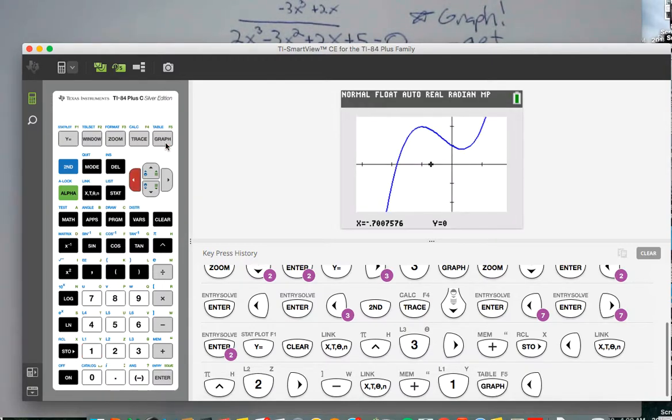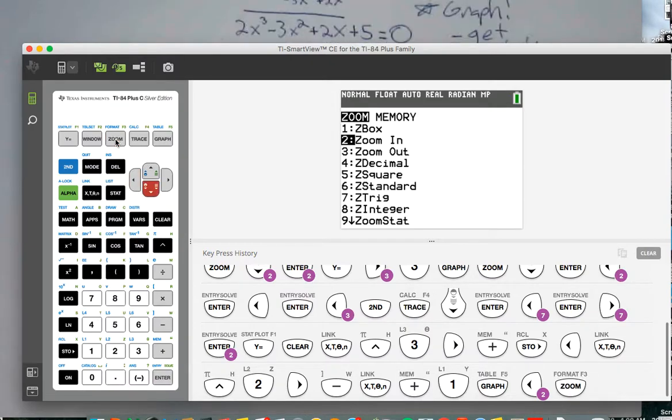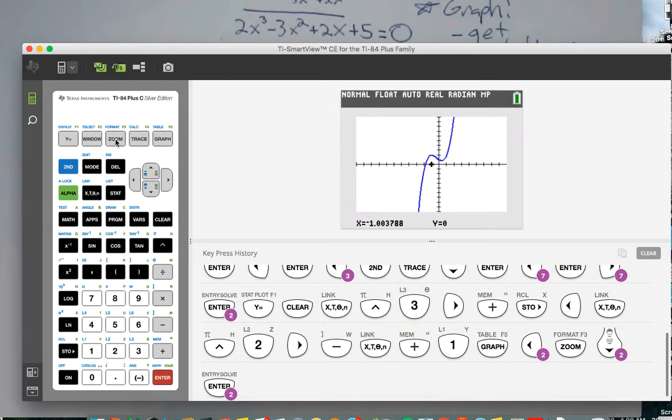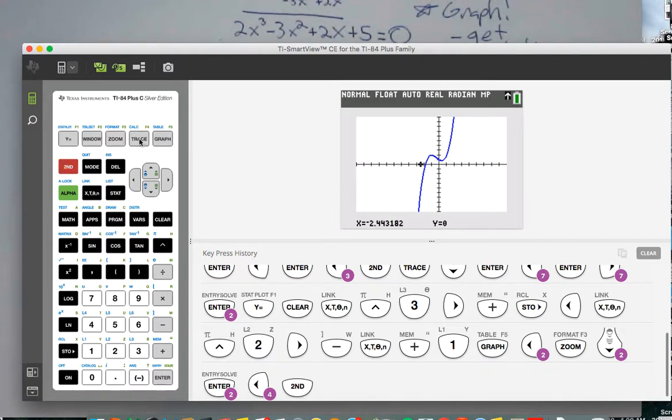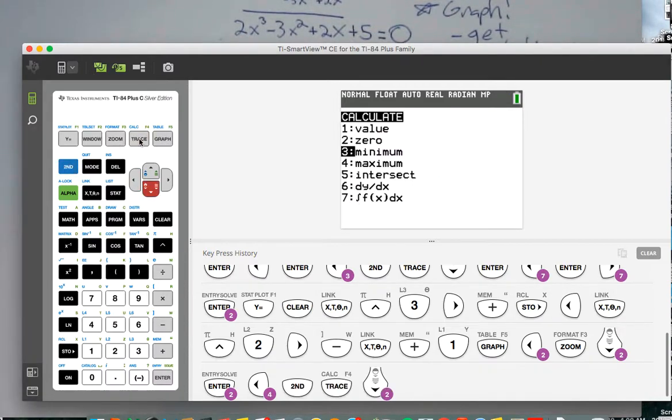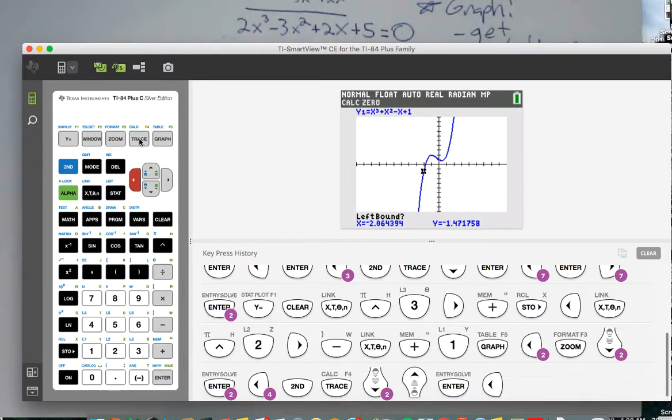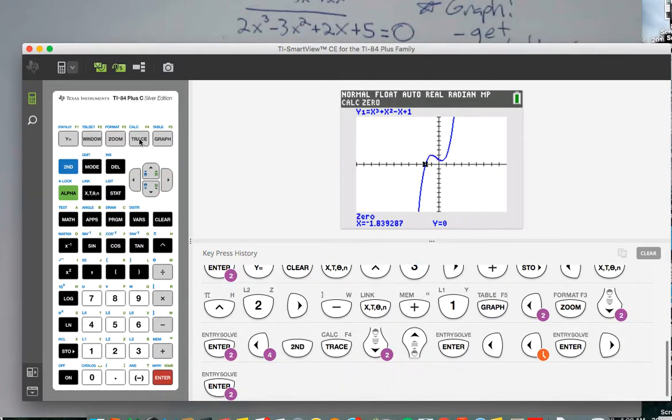So it's looking pretty groovy. Let's zoom out just to make sure that we have good understanding of how this works. Yeah, that's about right. So let's take this further. Let's get this 0 with the left bound, right bound, approximately negative 1.83.